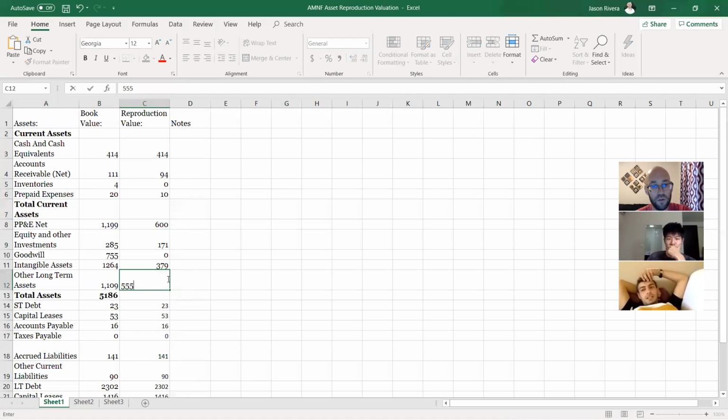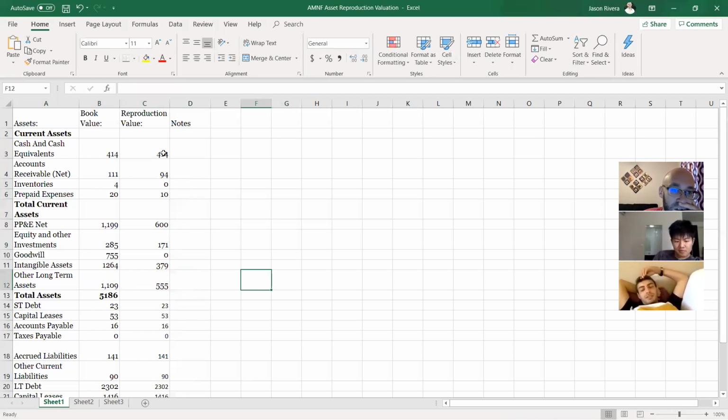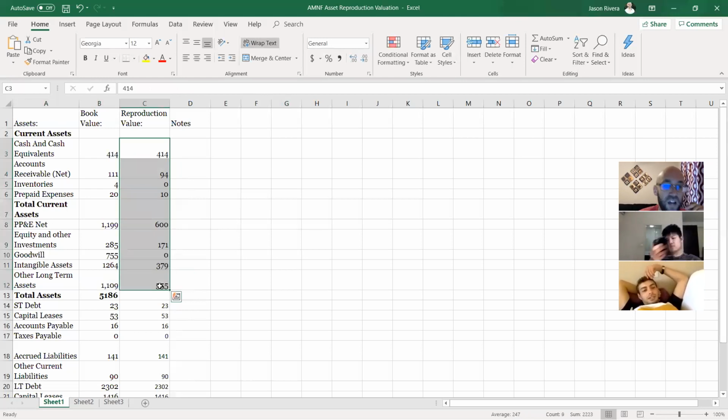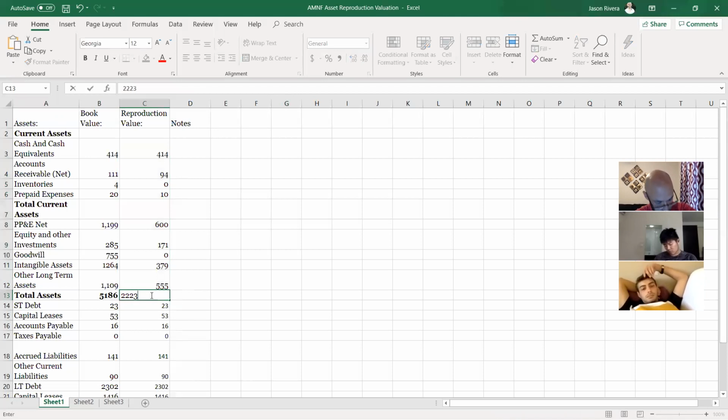In the end, investing is not a science. It's all about the brand and putting a value on everything that you see. So now you add this number up to get the total assets in terms of our reproduction valuation. That is quite a bit different from this number, correct? The debt is the same, of course.